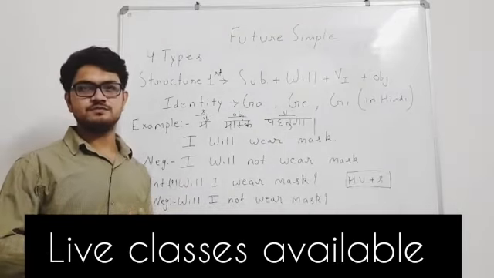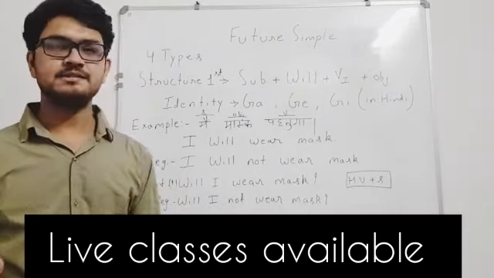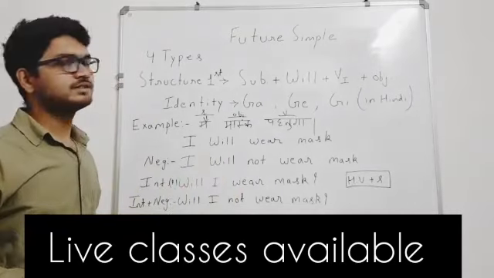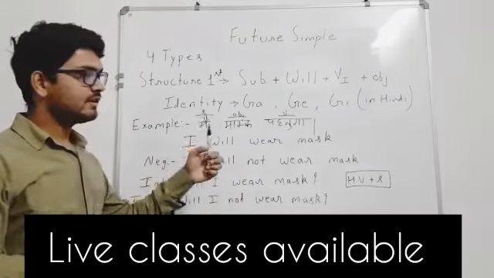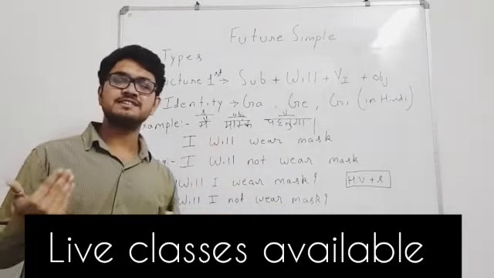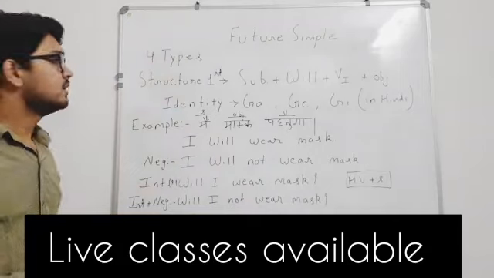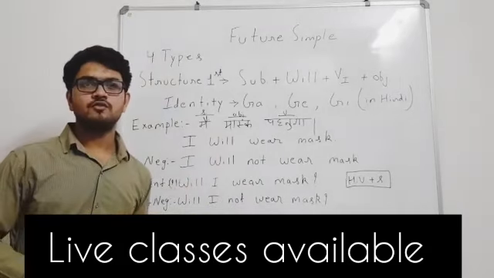In the earlier classes we discussed present simple and past simple, but in today's video we are going to discuss future simple. Just like we saw in the present and the past, where they had 6 types, in the future we have 4 types over here. Okay, and we are going to discuss all of them one by one.